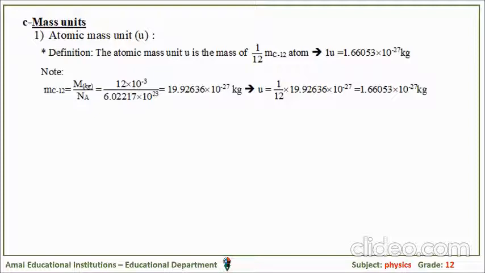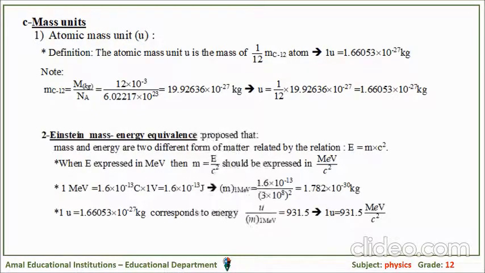To calculate this relationship, the mass of the carbon-12 atom is nothing but the molar mass over Avogadro's number. So it will be 19.92636 × 10^-27 kilogram. As we know, u is 1/12 of the carbon-12 atom, so it will be 1.66053 × 10^-27, approximately 1.7 × 10^-27 kilogram.